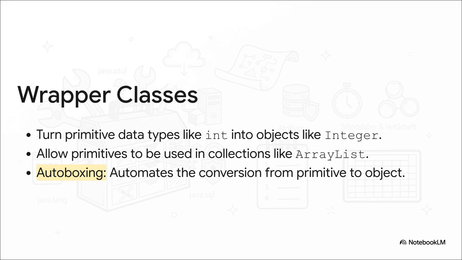This package also gives us these things called wrapper classes. Now, what they do is super important. They let you treat simple data types, like a number, as if they were a full-blown object, and that's what lets you put them inside powerful data structures. Oh, and here's the cool part. Java handles this for you with a feature called autoboxing. It literally automatically puts that simple value inside its object box. It's one of those little things that just makes your life so much easier.